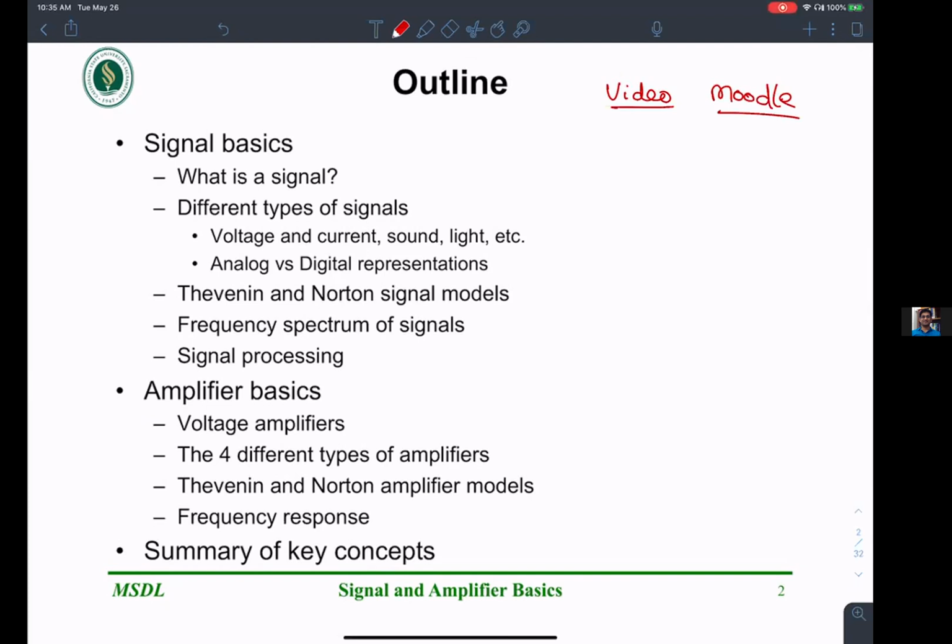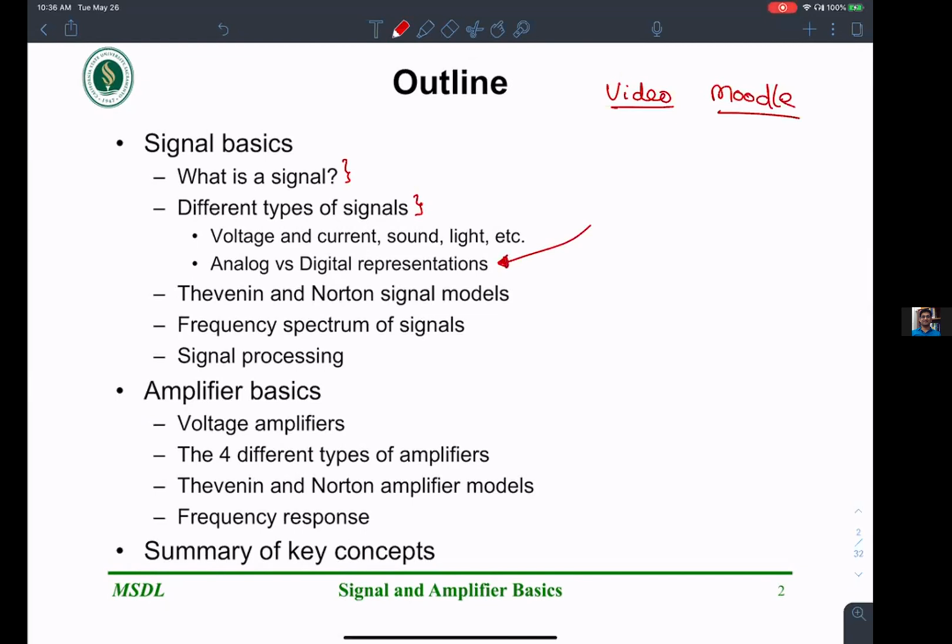We are going to look at what a signal is, the different types of signals. There can be voltage and current signals, there can be sound and light, and a bunch of different varieties of signals. And the signals can be represented in analog or in digital form. So we look at that as well.